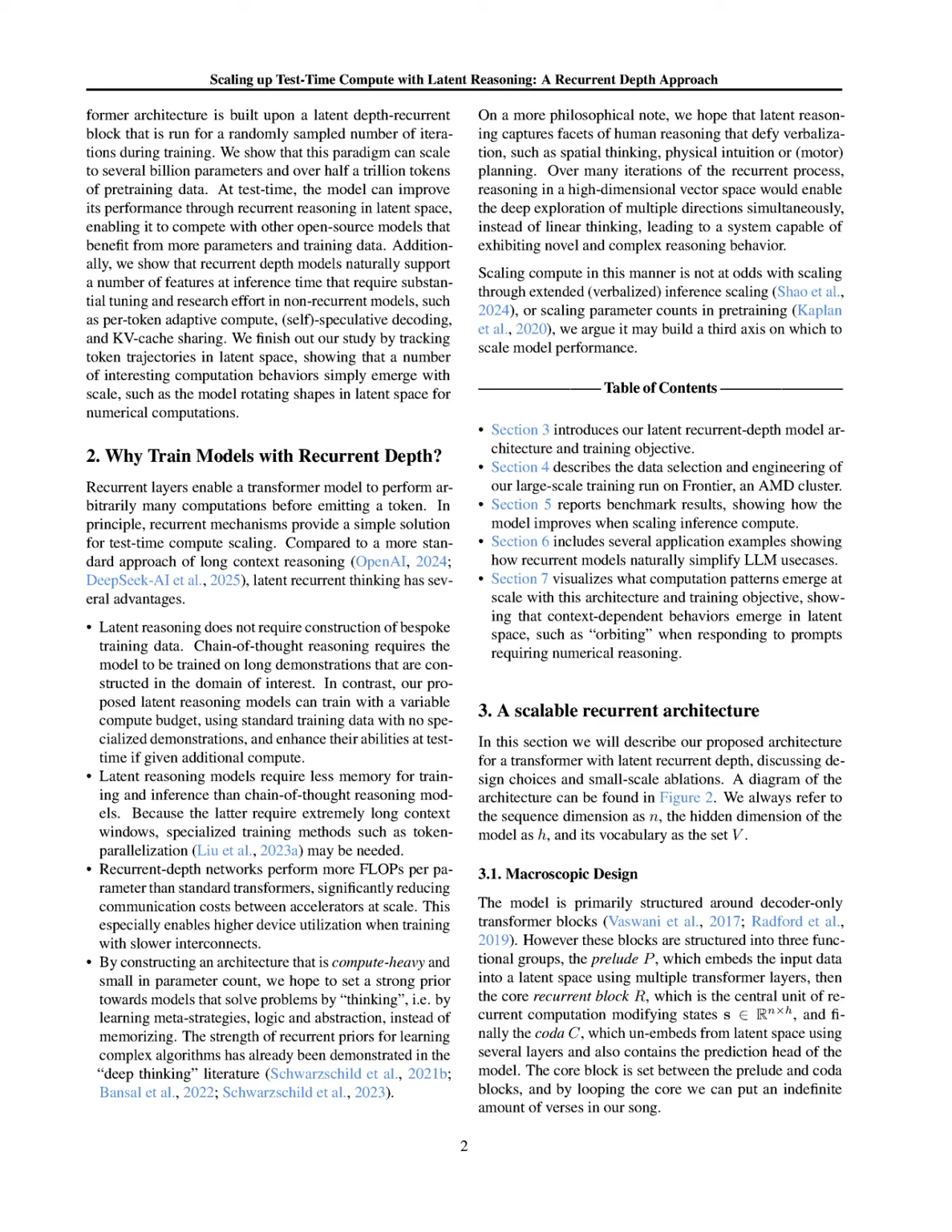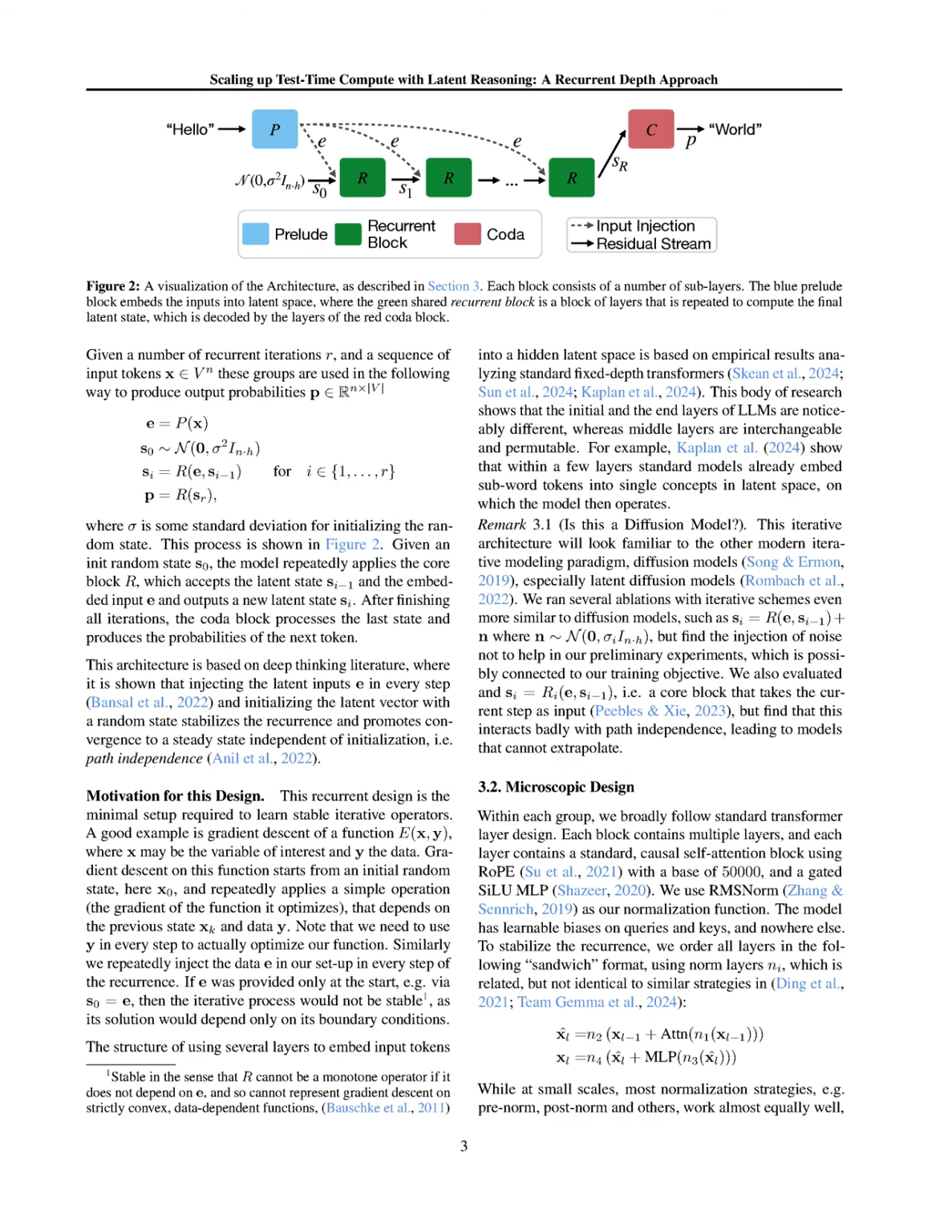For instance, if the model is set to run for 32 iterations, it will repeatedly apply the transformation S_i equals R(E, S_{i-1}) for i from 1 to 32, allowing it to refine its understanding of the problem through recurrent reasoning. Finally, after completing the iterations, the coda block processes the last latent state, S_r, to produce the output probabilities for the next token, effectively generating a response that reflects a deep iterative reasoning process rather than a simple memorization of patterns.